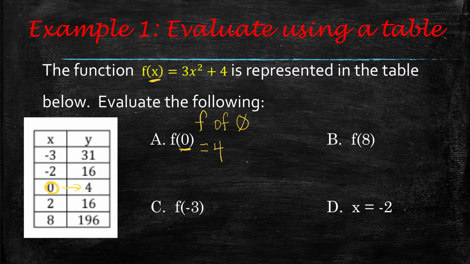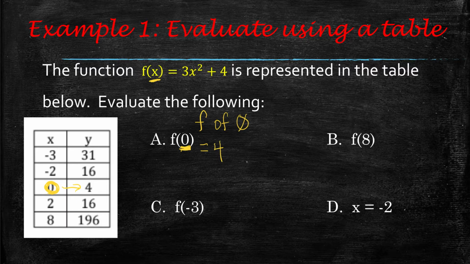So it's kind of like reading a foreign language. You need to understand what that f of 0 means. And it just means to take 0 and plug it in for x. And in this case, since we're looking at a table, we're going to find where x is 0 in the table. Let's look at the next one.